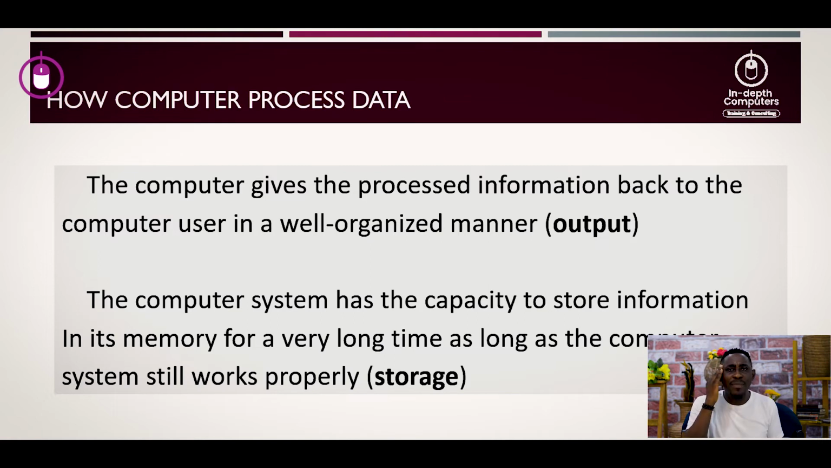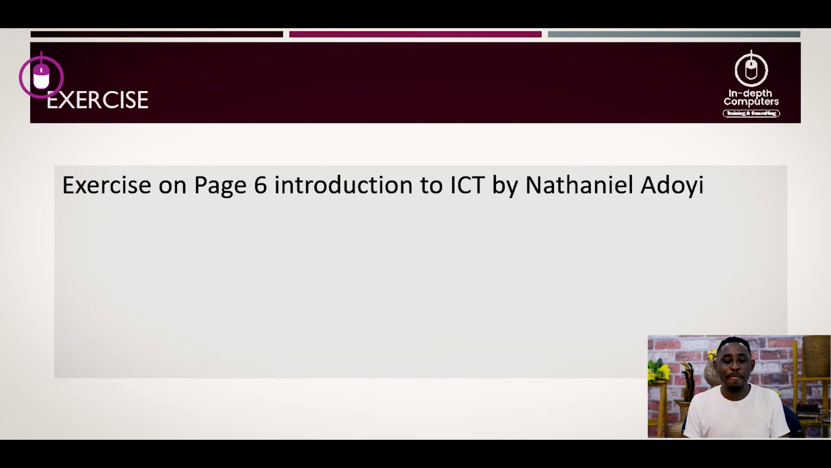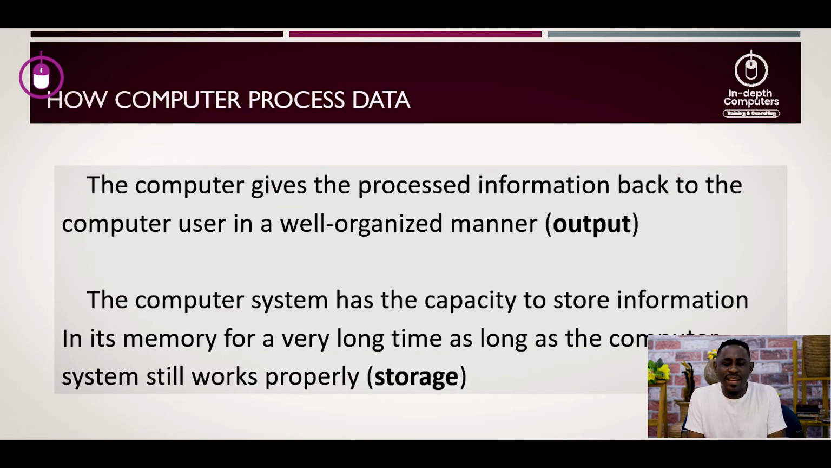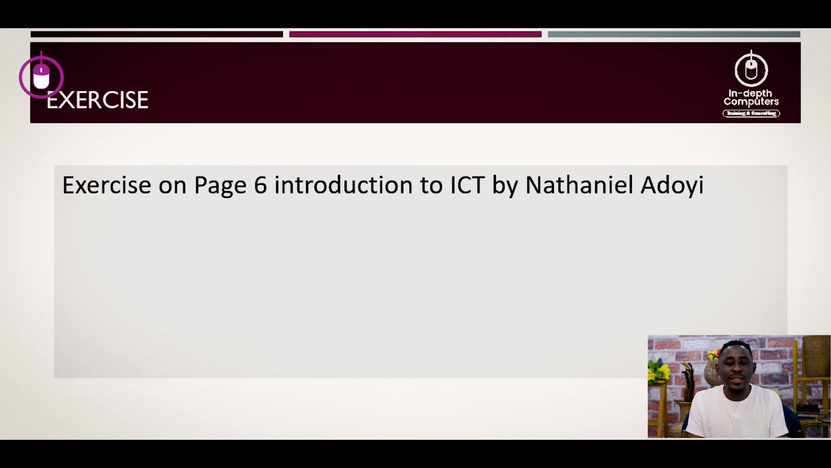For instance, the human brain cannot store so much information. Can you remember what happened on your first birthday? You can't remember because your brain cannot store it. But if you go to your mommy or your daddy's phone, you will see everything that happened on your first birthday, which means the computer system has the memory to store a lot of things for as long as possible. Now, that is what I need you to understand in this particular lesson.